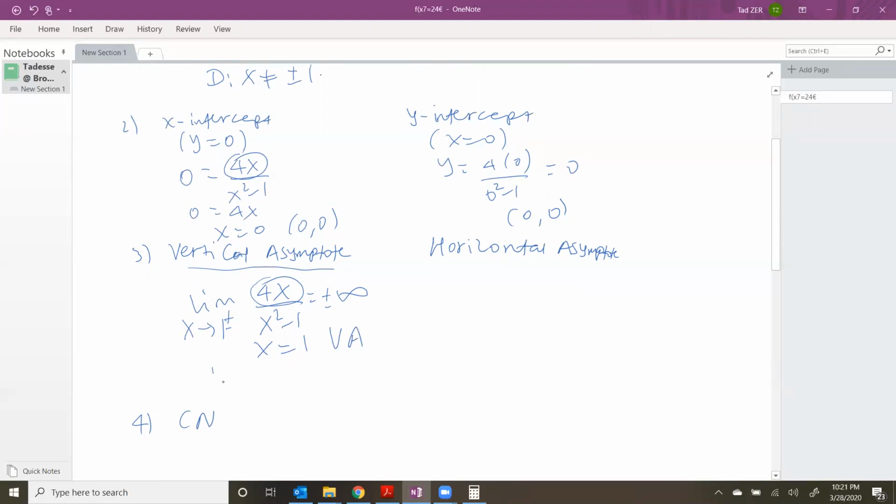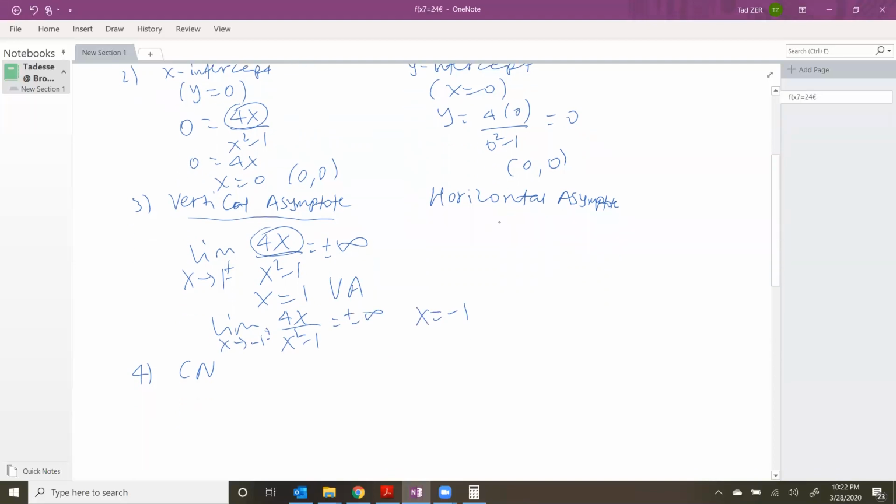Similarly, you can show that the limit of 4x over x squared minus 1 as x approaches negative 1, either from the right or from the left, goes to plus or minus infinity. So what does that mean? x equals negative 1 is another vertical asymptote.